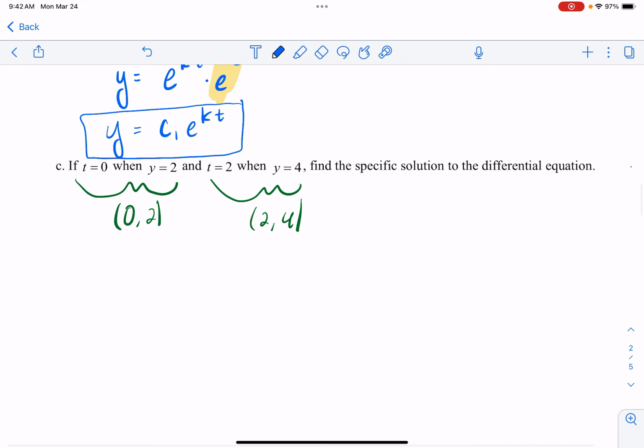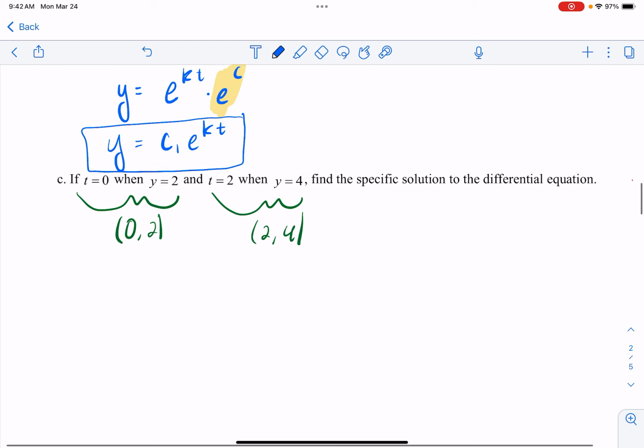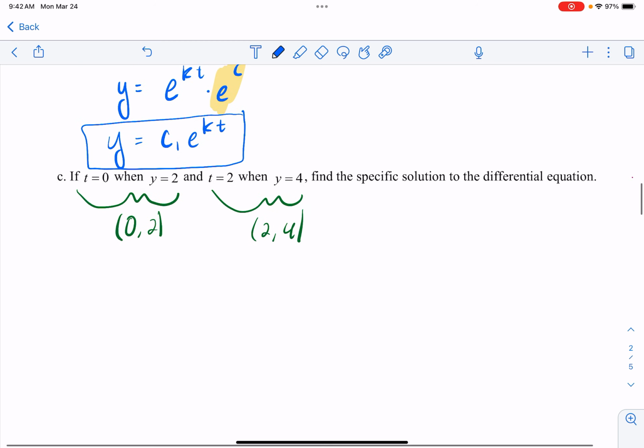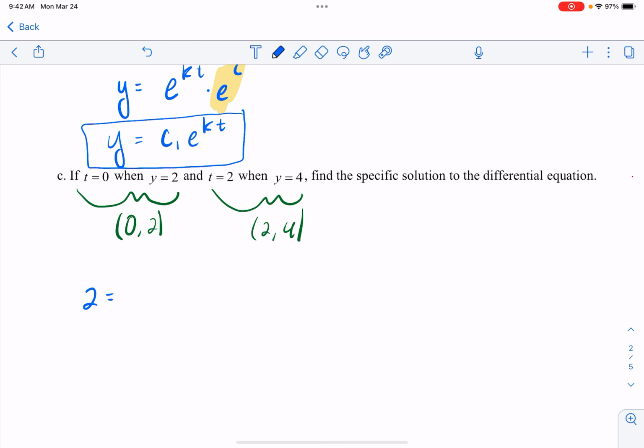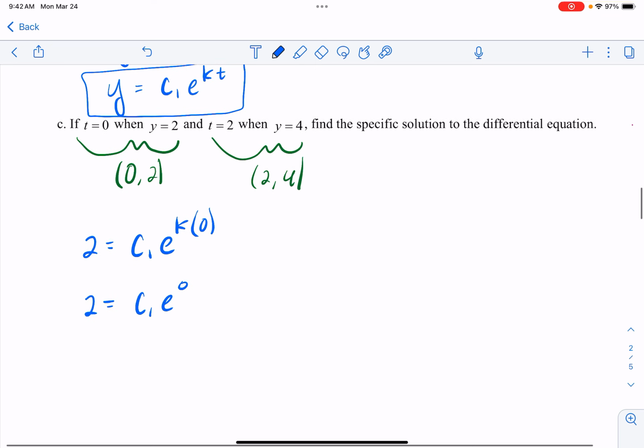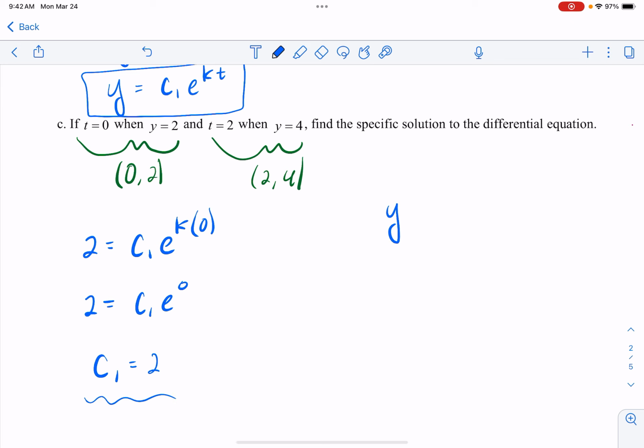All right, so the first thing I'm going to do, I want to plug in the t with the 0 because that's going to get rid of that e term. So we get 2 equals c sub 1 e to the k times 0, or 2 equals c sub 1 e to the 0th. Well, what's e to the 0th equal to? We know it's equal to 1. So therefore, we just determined that c sub 1 is equal to 2. Awesome. We can now plug that back into our equation, and we get y equals 2e to the kt.